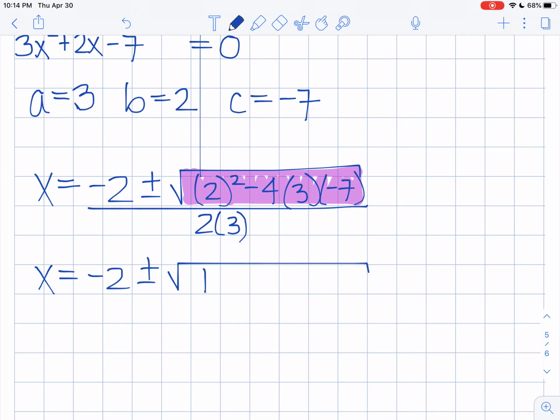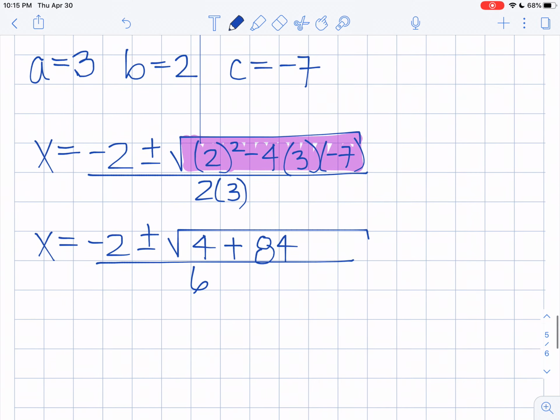Okay, 2 squared is 4. I have a -4 times a +3 times a -7. So a negative times a negative is going to be a positive. And then I have to figure out how much is 4 times 3 times 7. If you don't know that off the top of your head, you can use the calculator because that's what I did. So that's going to give me 84, all divided by 2 times 3, which is 6.